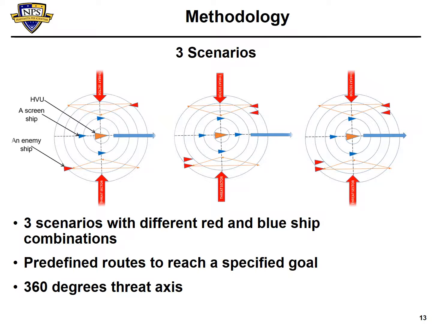Three different scenarios are built with different red and blue ship combinations. Protecting an HVU using screen ship disposition. HVU and escort ships move on a predefined route to reach a specified goal. Enemy ships patrol on predefined paths and engage detected blue units and any threat they encounter. Blue units engage detected enemy units or air threats. Each scenario had a 360 degrees threat axis.